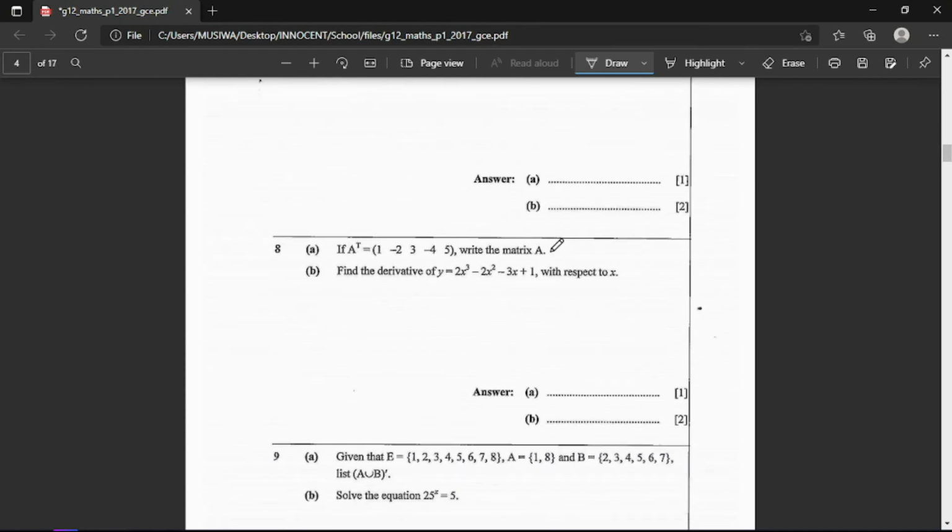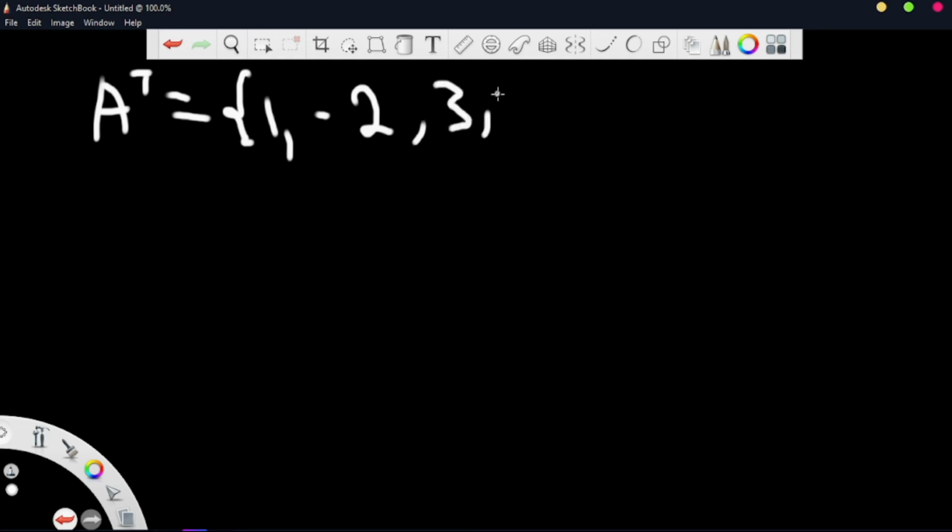So this is going to be our last question, because we are going over 24 minutes. So if this is our transpose matrix, they want us to find our original matrix. So A transpose is equal to 1, negative 2, 3, negative 4 and 5.